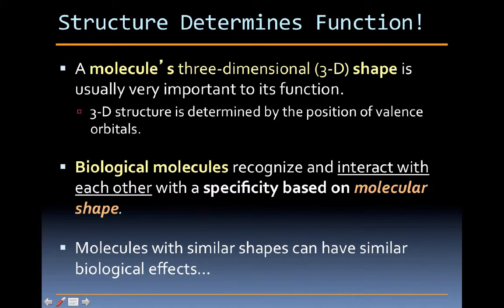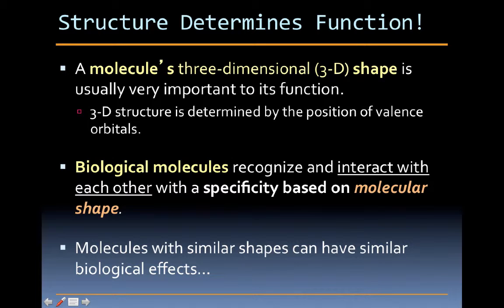The way in which atoms come together through chemical bonding will determine a molecule's three-dimensional shape, which is vital to its function, its role in a cell. As you've seen, the 3D structure of a molecule is determined by the position of the valence orbitals, the regions of the outermost electron shell that are most likely to contain electrons.